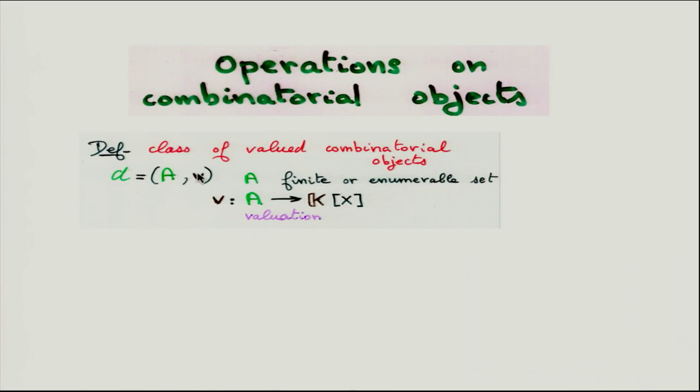So, definition: we take a class of combinatorial objects. It's just a pair (A, V). A is a finite or enumerable set, any set, and V is a weight, a valuation. To each element of this set, which is going to be a combinatorial object, I associate a polynomial. So x will be the formal variable, so it will be alpha, beta, gamma. It will relate to the parameter I want to count. So it's a polynomial, again with coefficients in a certain ring K.